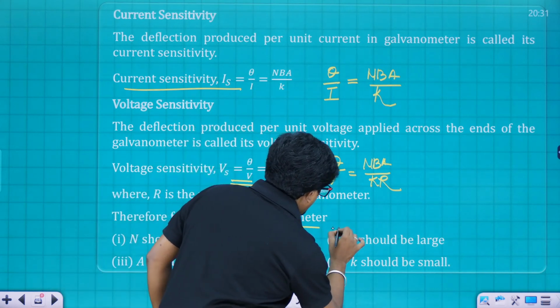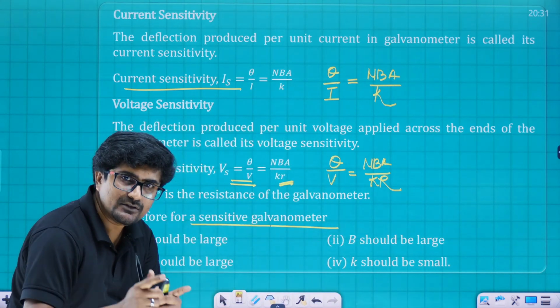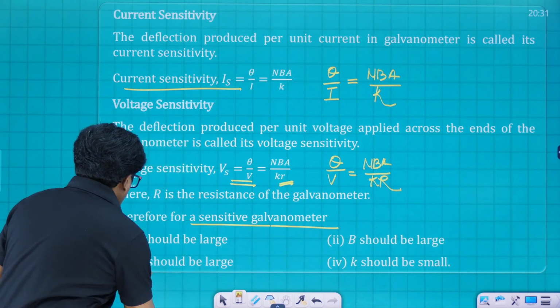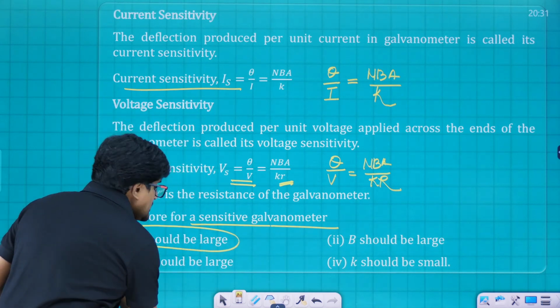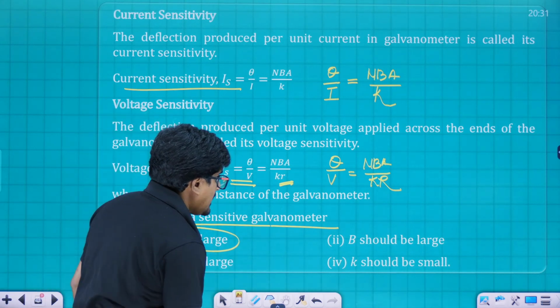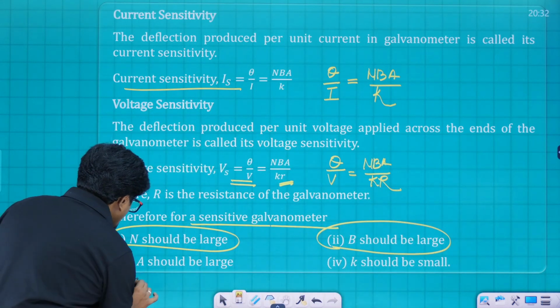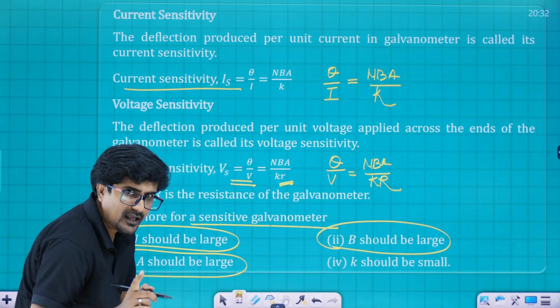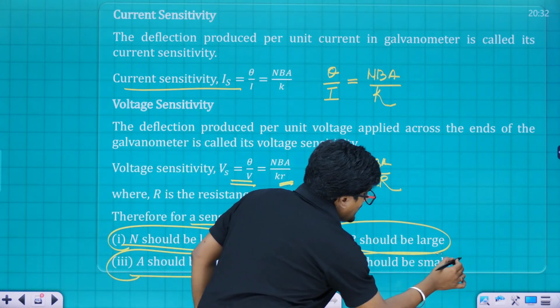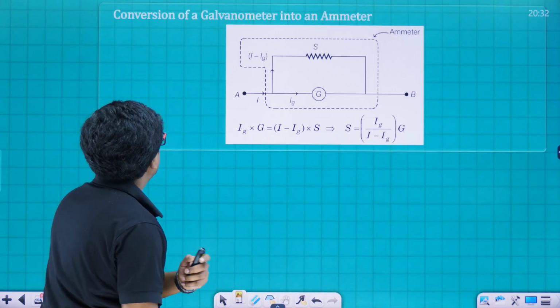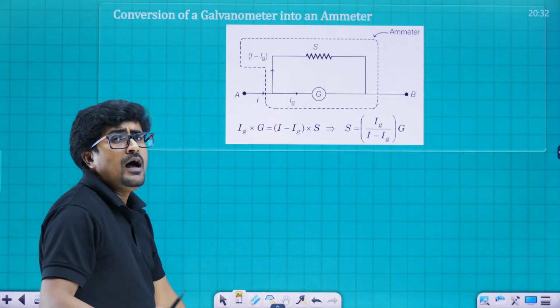How to have a more sensitive galvanometer? You must have a large number of turns. Second, B should be large. Third, capital A should be large, and K should be small. All right. Moving to the next, that is conversion of galvanometer into ammeter.